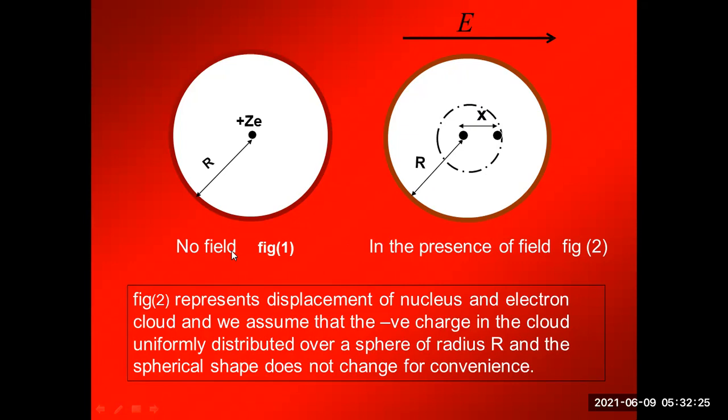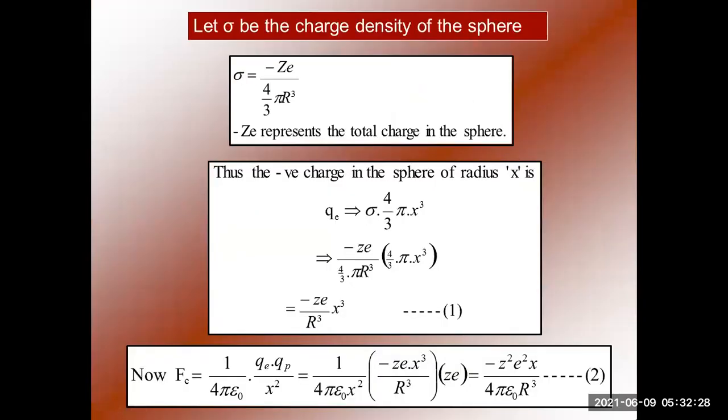Clear, everybody? Now, to derive the expression, we first take the charge density of the sphere. How do we calculate the charge density of the sphere? It is given by the total charge distributed inside the sphere, that is minus Ze, divided by the volume of the sphere, 4 by 3 pi R cube. Here, minus Ze represents the total charge in the sphere.